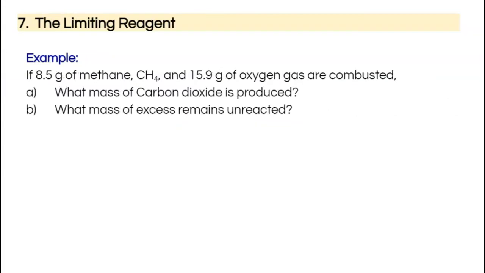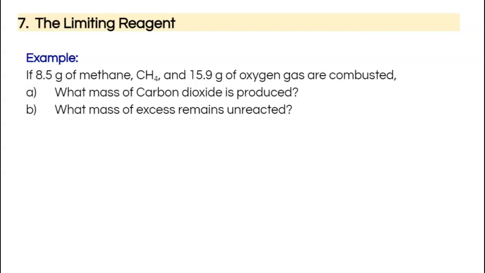Okay, so there are 2 parts to this question, but let's read through the whole thing. So this example reads, if 8.5 grams of methane and 15.9 grams of oxygen gas are combusted, what mass of carbon dioxide is produced and what mass of excess remains? So in this part, I'm going to first start by addressing question A.